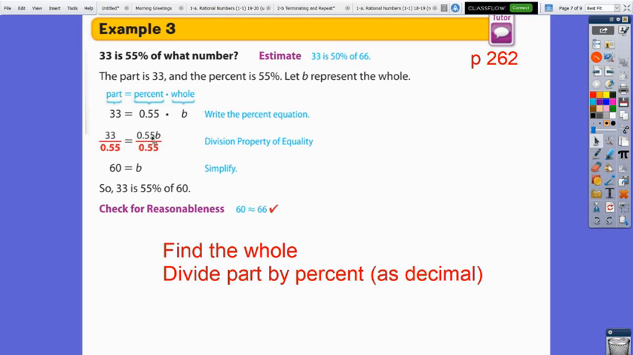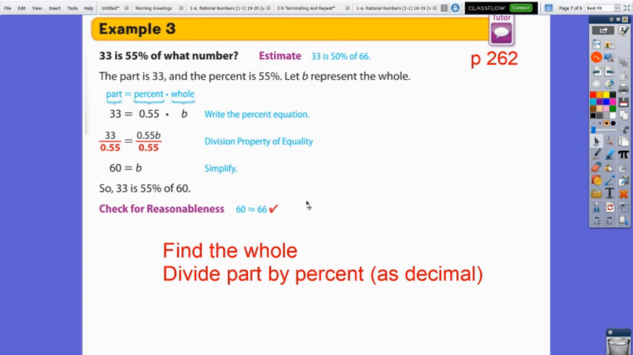Okay, so here, yeah, you have again a one-step equation, a one-step division or multiplication equation, and need to divide, but this time you're dividing by the decimal form of the percent. So take the part and divide by the decimal form of the percent. That gives you the whole. So 33 divided by 0.55 comes out to 60. So the whole is 60.